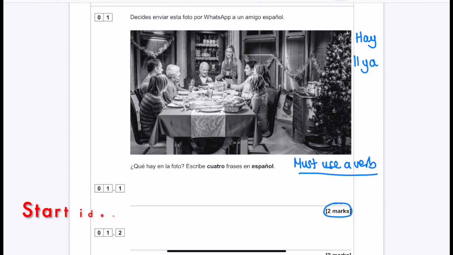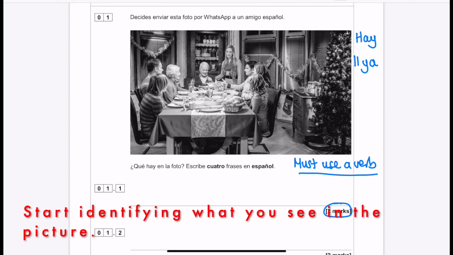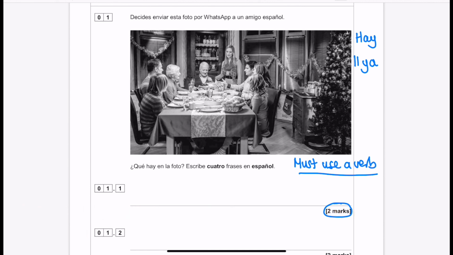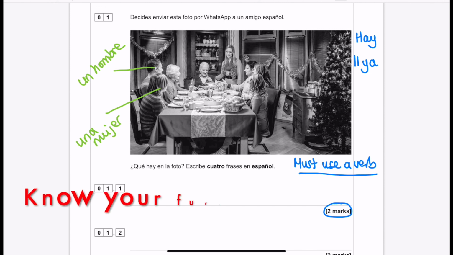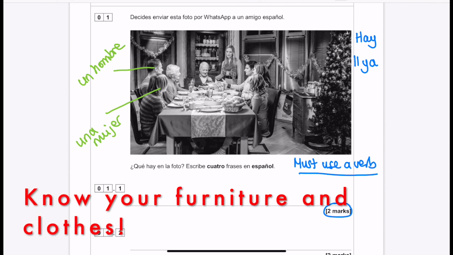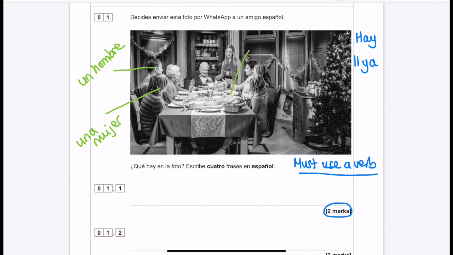After you've done that, have a look at the image in front of you and start picking off some things that you see in that picture. What's also useful often is furniture. You often see a lot of furniture. In this case, you can see una mesa.